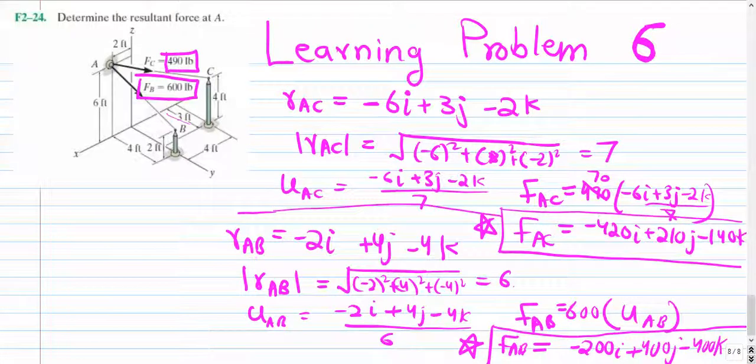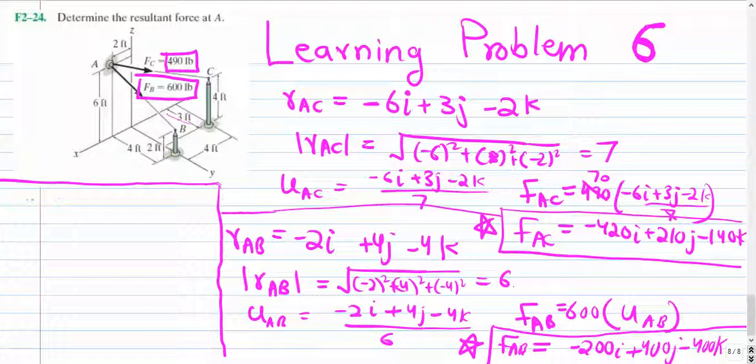Okay, so now that we have our force vectors, they want us to find the resultant force. Notice that they don't ask for the magnitude of the resultant force. All they are asking for is the resultant force. So we can simply find the resultant force in its Cartesian form, and we don't need to find the magnitude. All we need to do is add the corresponding i, j, and k values for the two forces.